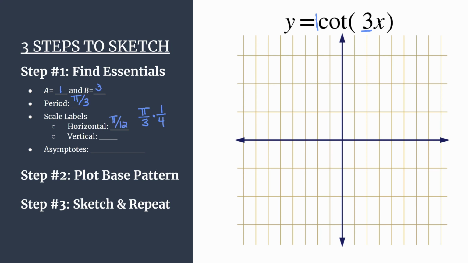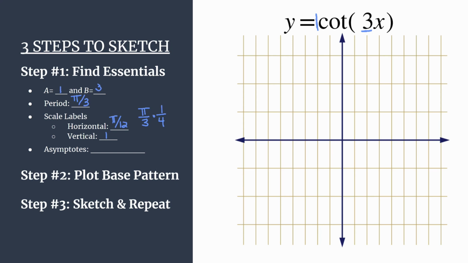When we label our vertical axis, usually 1 is going to work really well. You can make an adjustment to that if needed, but since a is 1, a 1 for our vertical scale will be great. So let's take a minute now and label our axes so that when we get to graphing, it'll go nice and smoothly.